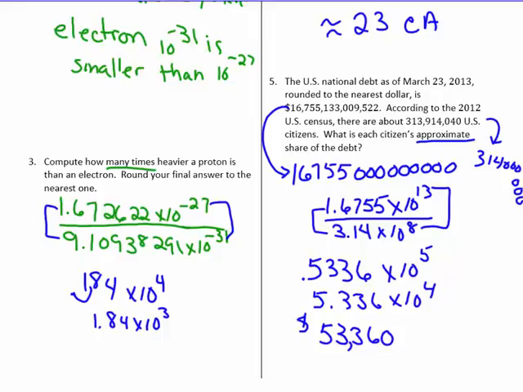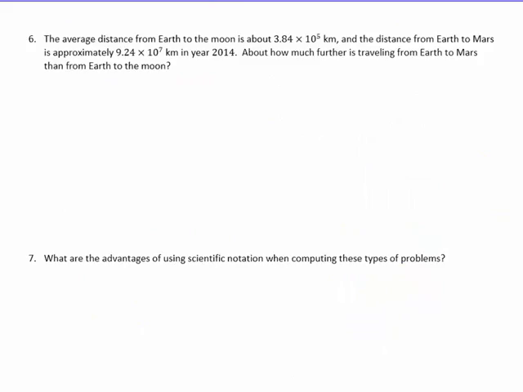Okay, next page. We're talking about the distance from the Earth to the Moon and the distance from Earth to Mars. We want to know how much further. So this is a subtraction problem. Conveniently, these are already written in scientific notation. So 9.24 times 10 to the 7th minus 3.84 times 10 to the 5th.